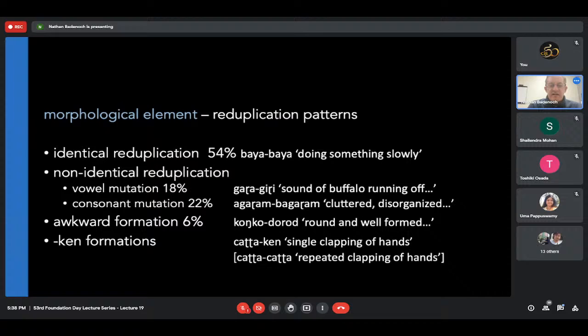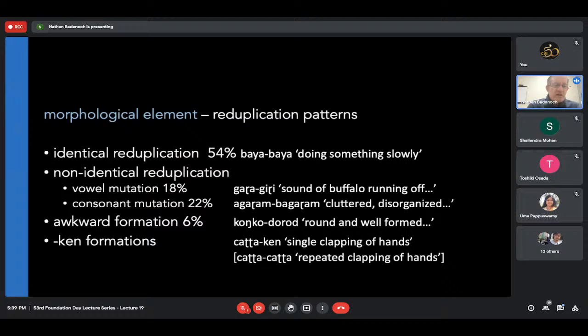There's another type which we are calling awkward formations, which make up only 6% but are very interesting. The word "awkward formation" is in itself a little bit awkward, but we're sticking with that for the time being because of the formal characteristics of these words. One example is konko dorot, which depicts something round and well-formed, like a ripening rice panicle. You can see these two parts have no link to each other. In this case they do share the same vowels, but beyond that, it's hard to think of this as a reduplication pattern. The last one is what we were calling ken formations.